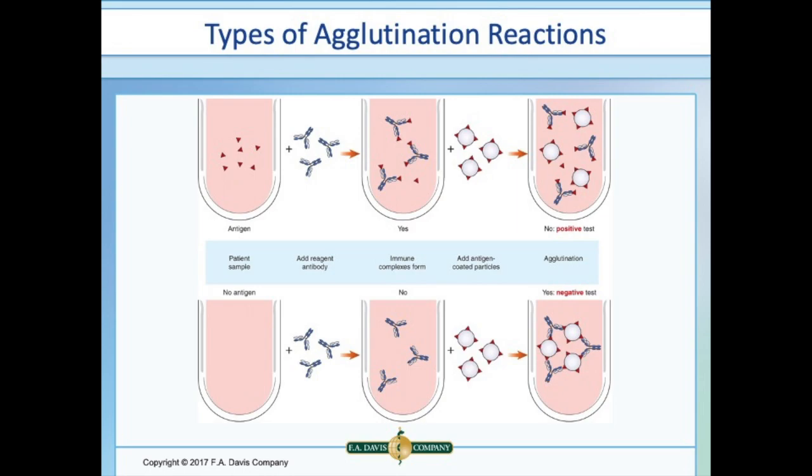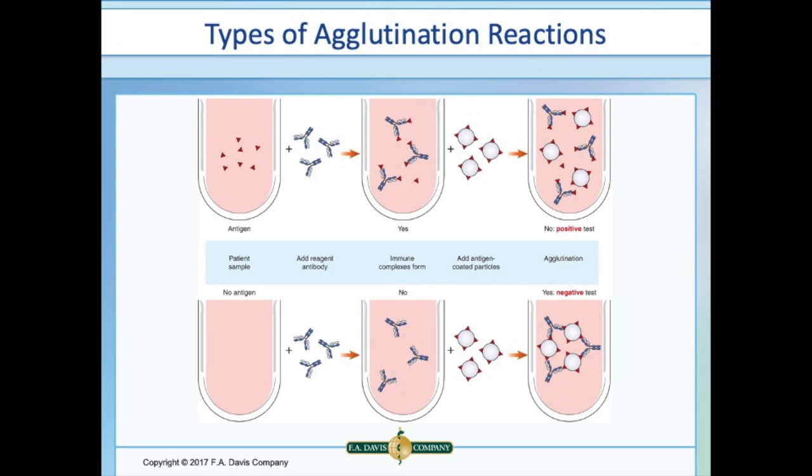Since the antibodies have already combined with the antigen coming from the patient sample, there is already a limited antibody binding site. So, you won't expect this latex particle to be able to bind with the antibody. Therefore, there is no agglutination, and this is an example of a positive test. Okay, so which comes from the patient? This patient sample. Which comes from the reagent? Reagent antibody, and the reagent containing latex particle, for example, coated with antigen.